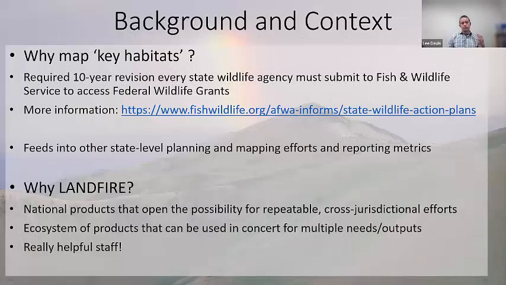So that we could use the same suite of related products to answer multiple needs and questions. And the staff have been really helpful as well.